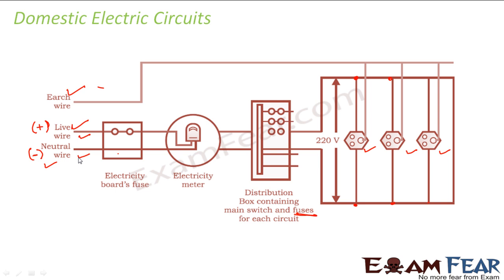So this is a rough diagram of how electric circuits are connected in a home. It comes from your electricity board, through your electricity poles in the locality or through underground cables, then it reaches the meter board in your house. From the meter board it goes to the main switch, which is often known as the distribution box, and it contains the main switch as well as the fuses for each circuit.